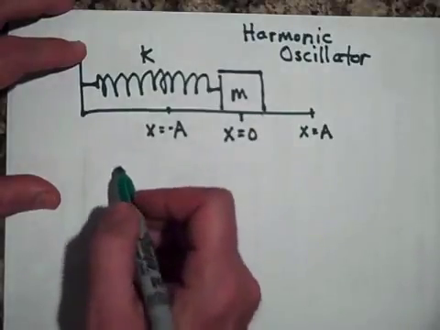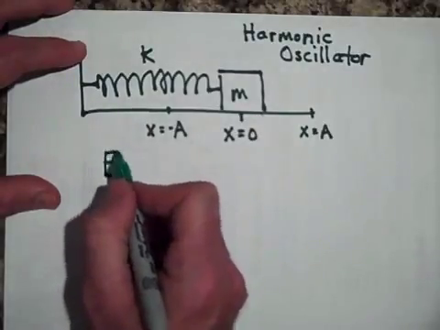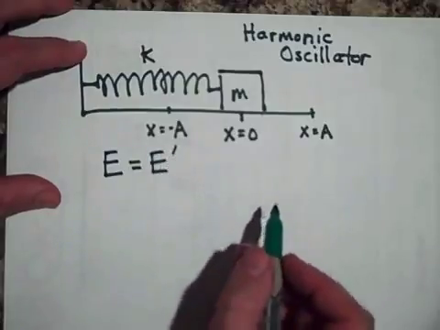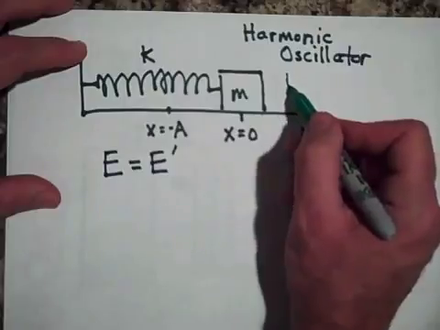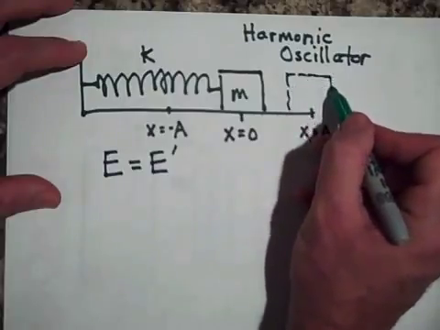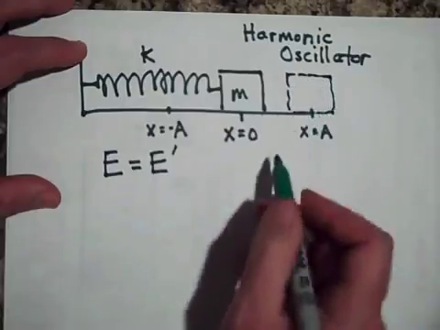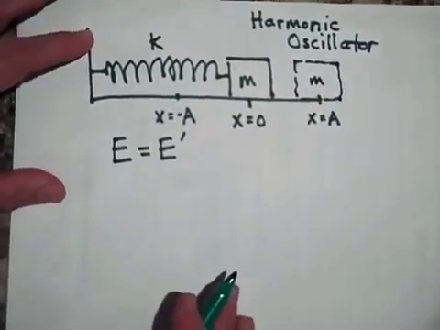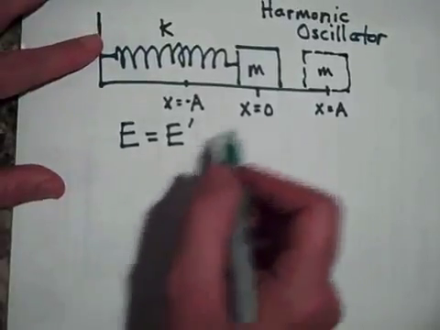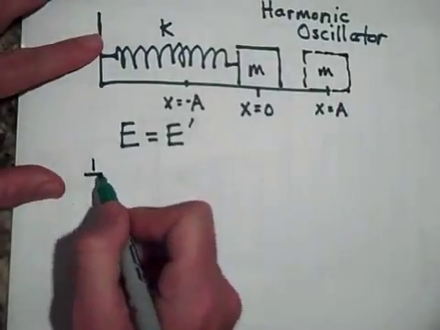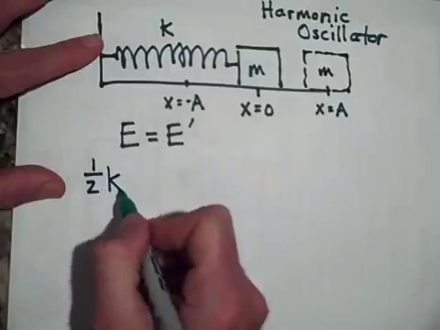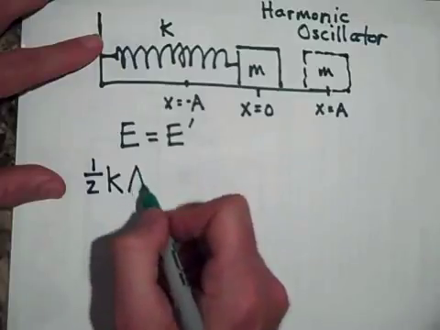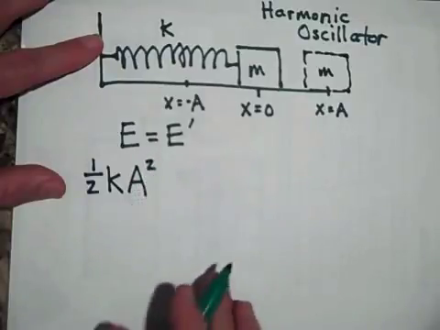Sometimes the easiest way to do that is just to say E equals E prime. Right when you pull it back, right here, let's call this E. It's got no velocity, it's just got all the energy stored in the spring. So the energy stored in the spring initially is 1/2 k x squared. But when you're all the way back there, x is A. So I'm going to say 1/2 k A squared.